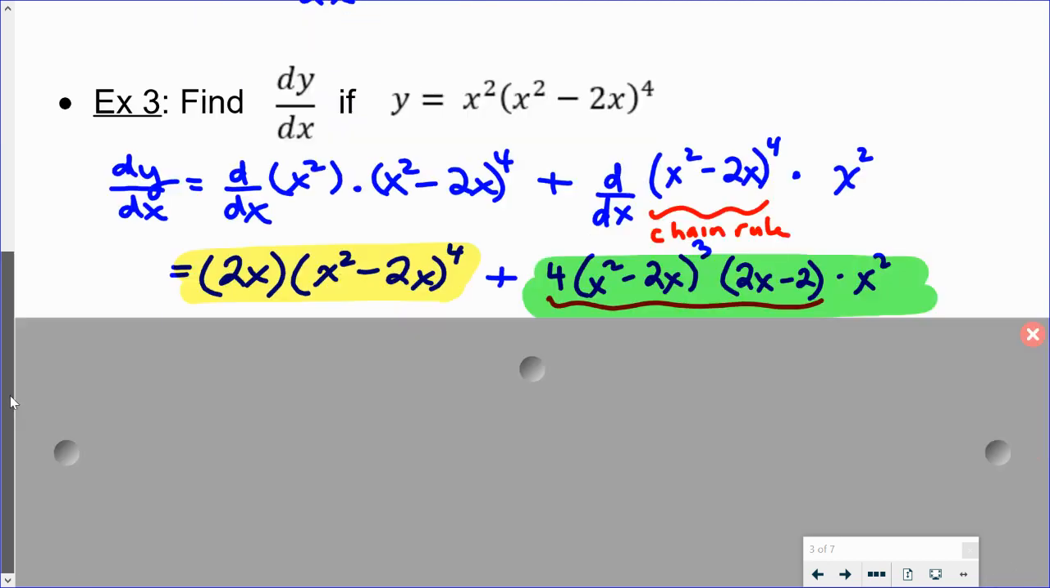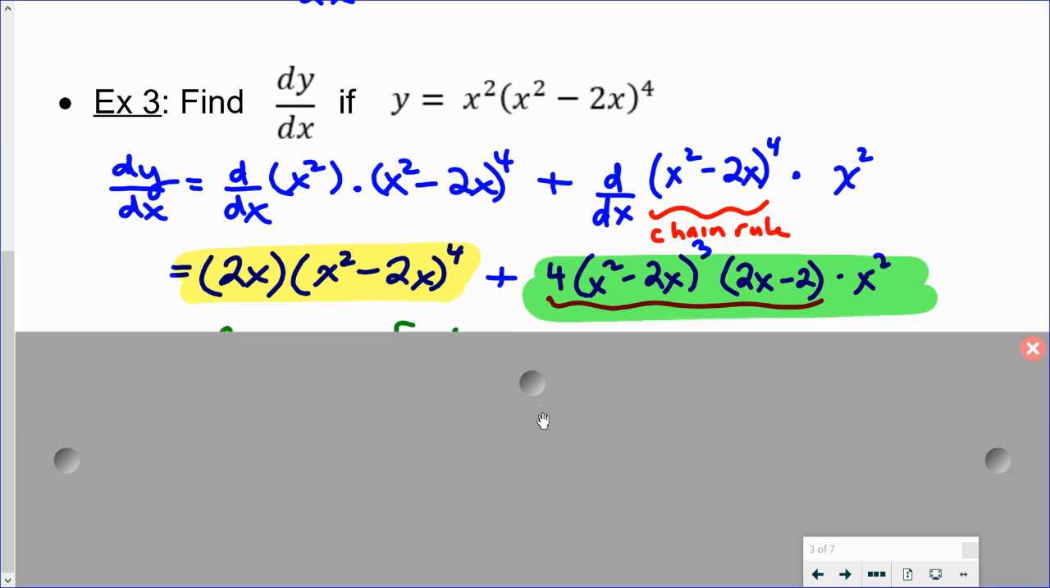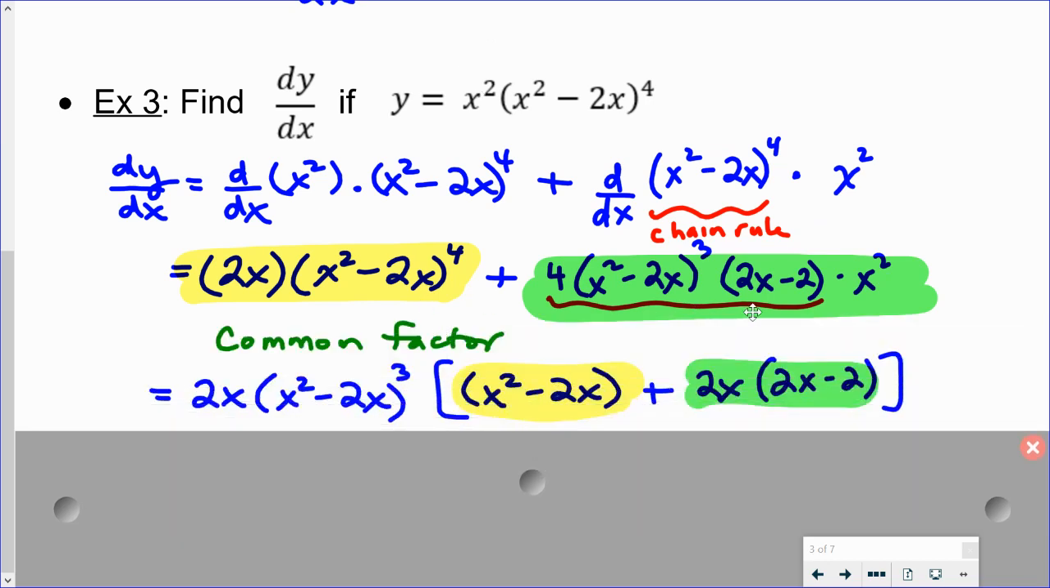When I do that, I get 2x times this, plus 4 times x squared minus 2x to the 3, times the derivative of the inside part here, which is 2x minus 2, times the original first function x squared. Now, here I notice that I have some common factors, so I can simplify this expression.